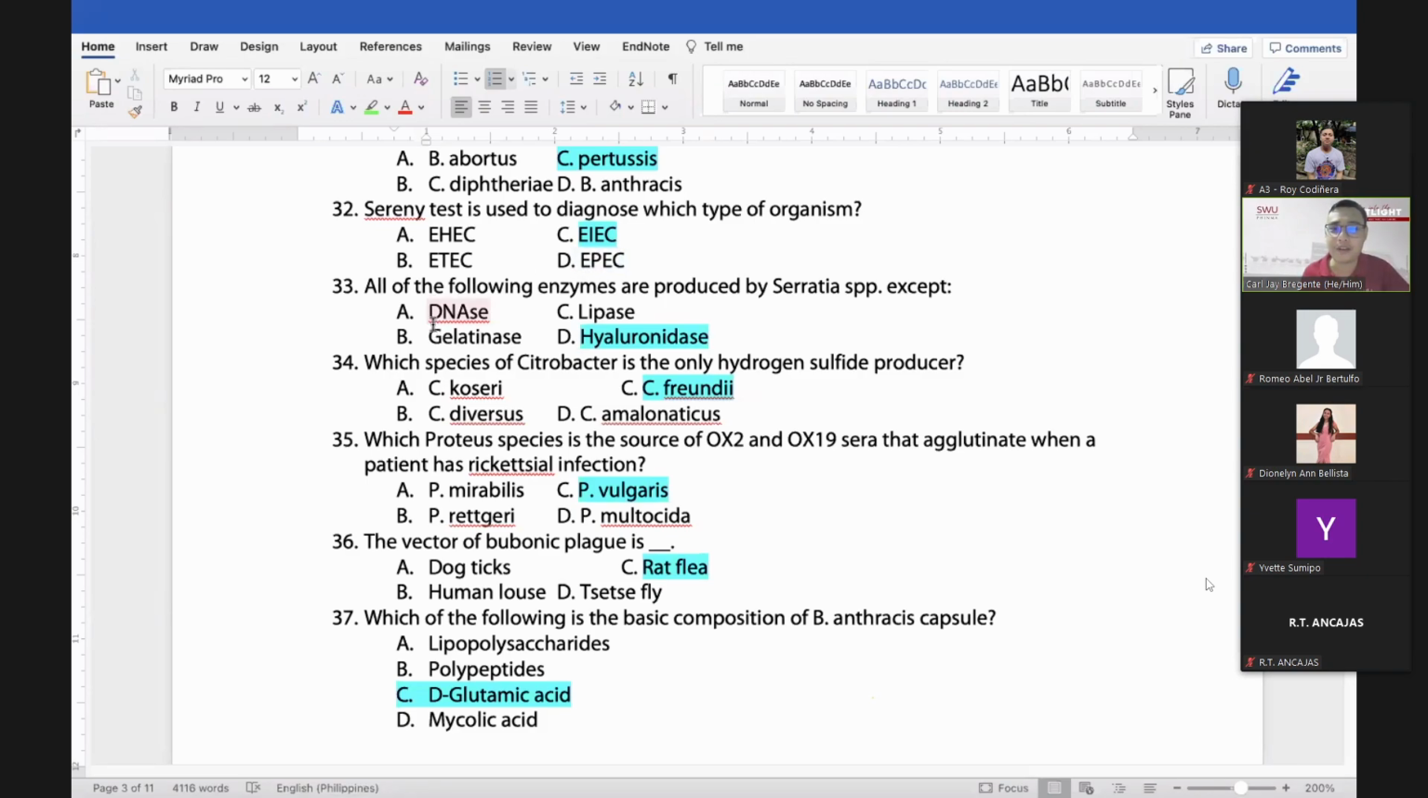Number 33, all of the following enzymes are produced by Serratia except hyaluronidase is the correct answer. So the three are produced by Serratia species. Number 34, which Citrobacter species is only hydrogen sulfide producer? So among the four class, si Citrobacter freundii lang ang hydrogen sulfide producer. Remember, pag Citrobacter species class, these are citrate positive. That's why ginatawag siya Citrobacter from the word citrate. Okay?